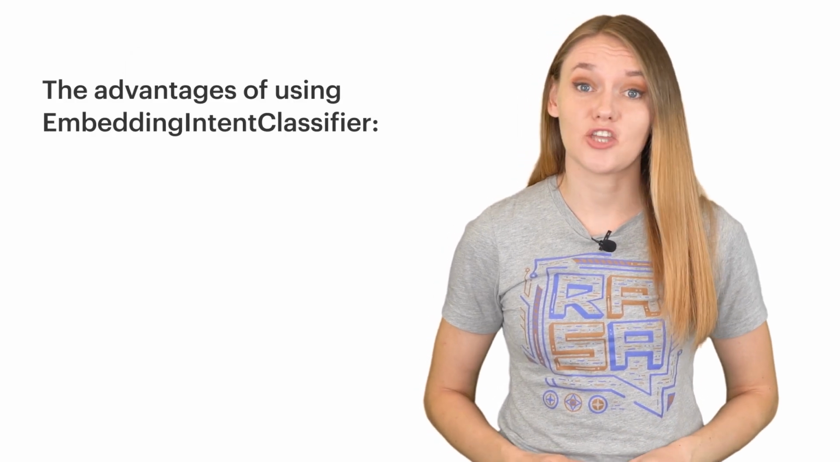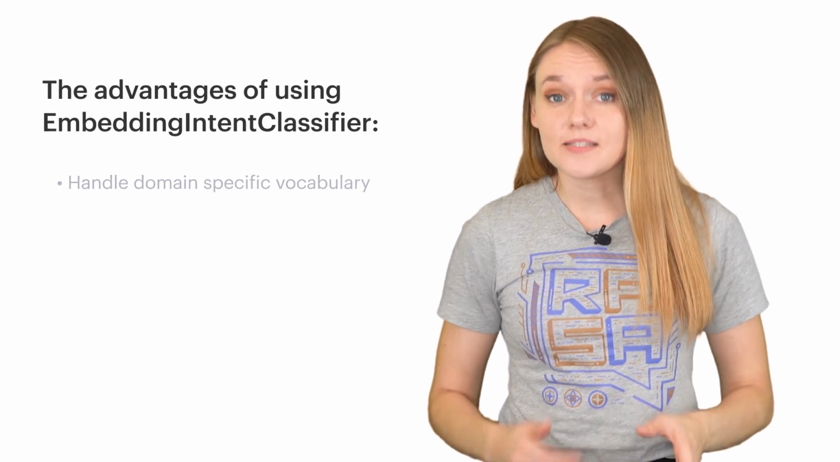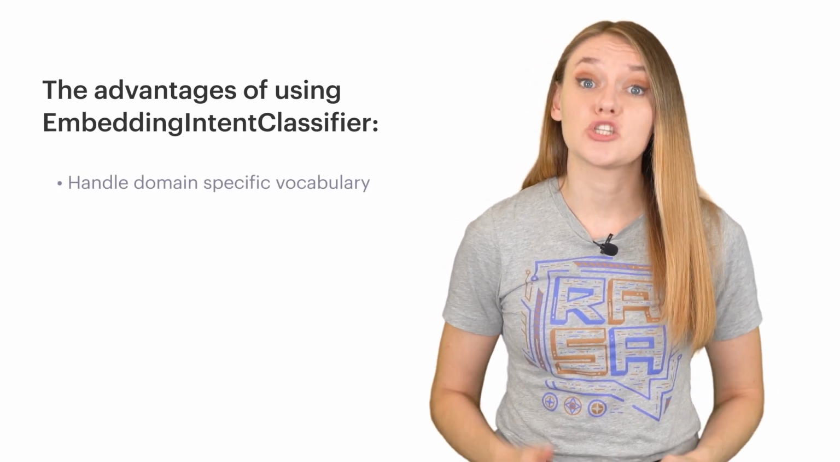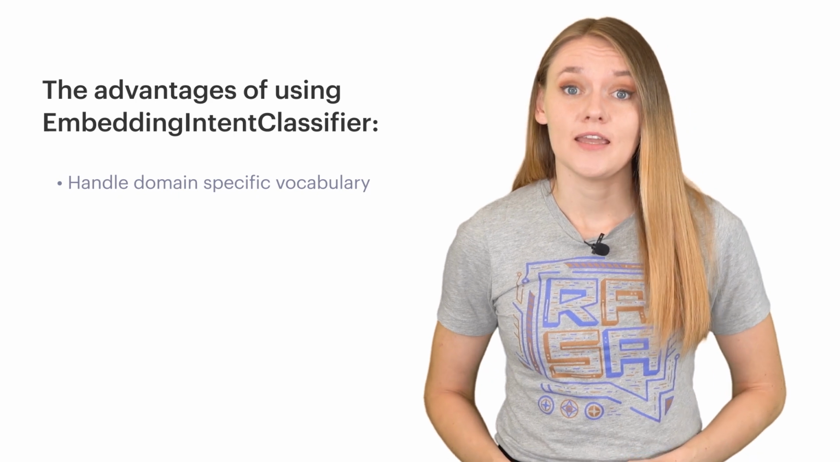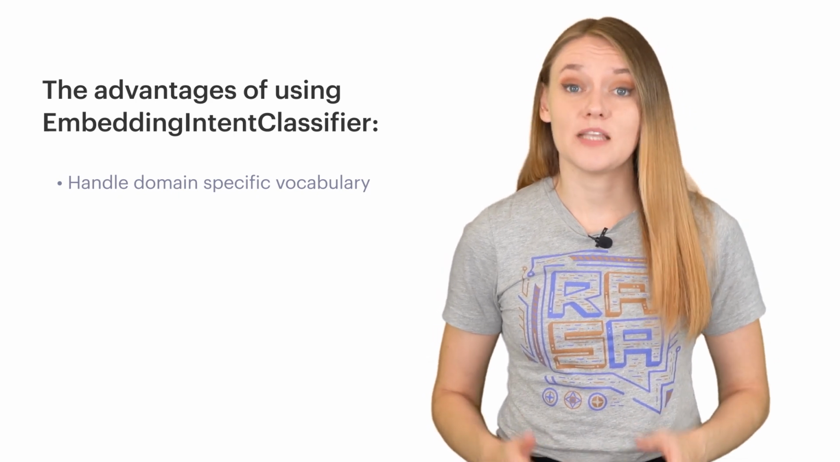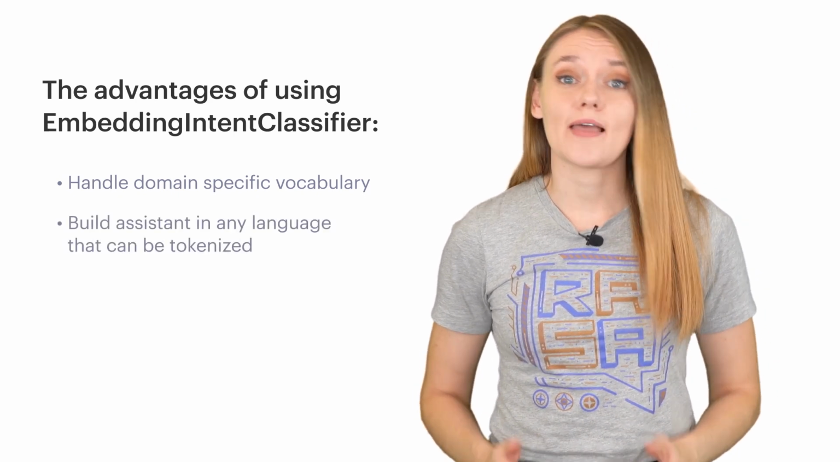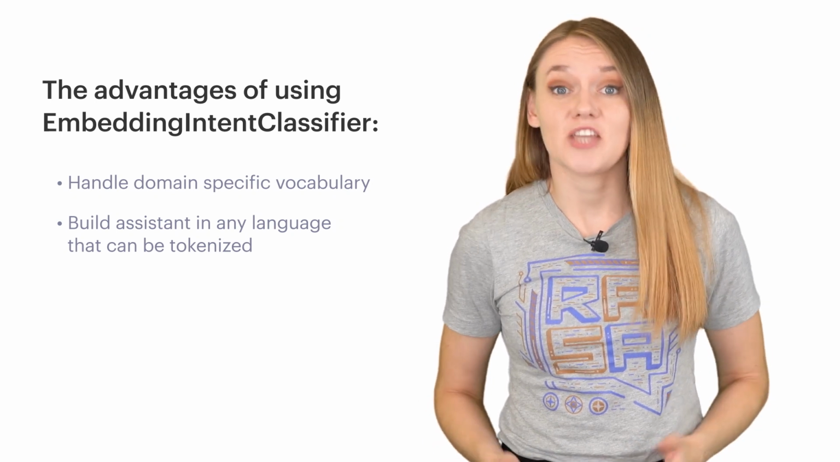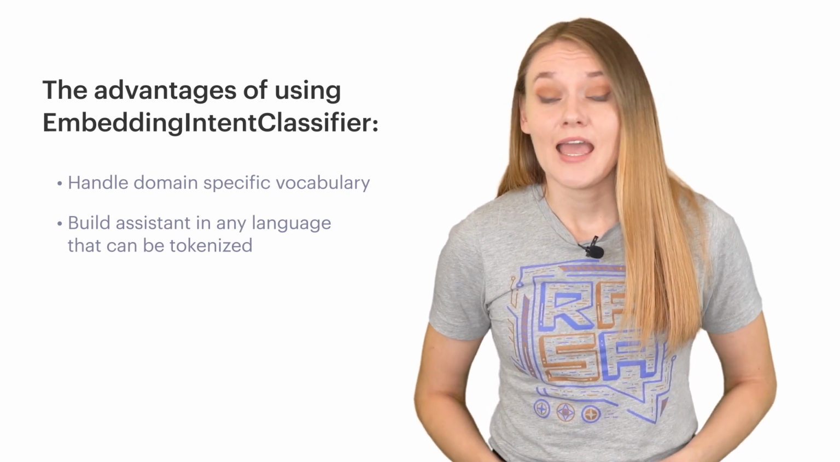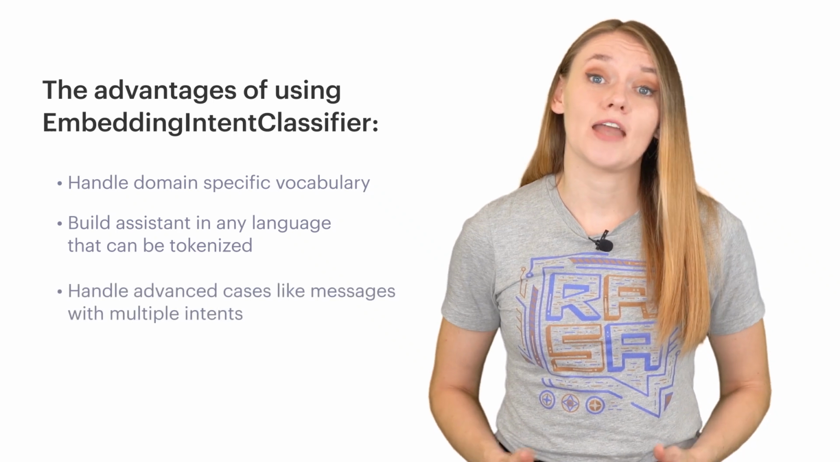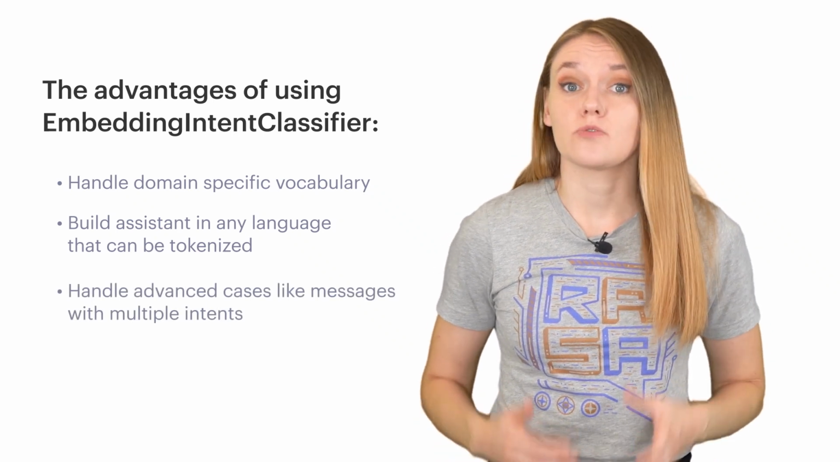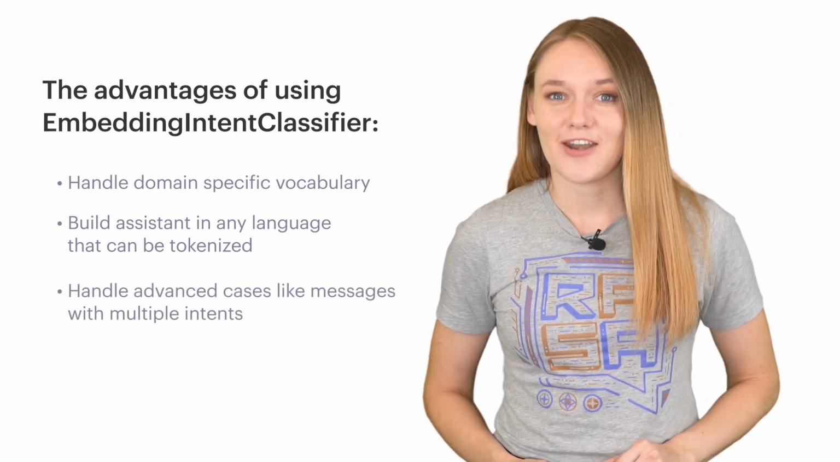I would like to highlight the strengths of this intent classification model once again. Since the model learns word embeddings from scratch using the data that you provide, it is way more likely to pick up domain-specific words. It also allows you to build AI assistants in pretty much any language that can be tokenized. And last but not least, it allows you to handle advanced cases like messages with multiple intents, which we will cover a little bit later in the masterclass.